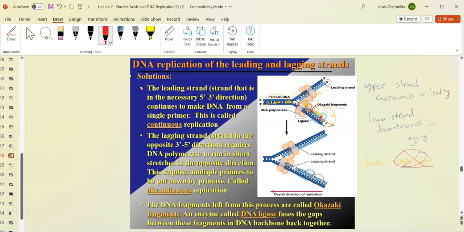Okay, so DNA ligase is required to fuse the gap between the fragments in the DNA backbone back together. And we use that all the time in the lab. If we're trying to insert a piece of DNA, let's say we're trying to put salmon DNA into strawberry, let's say this is strawberry, we can take the salmon DNA and put it with the strawberry DNA, but without DNA ligase, we couldn't link them together.